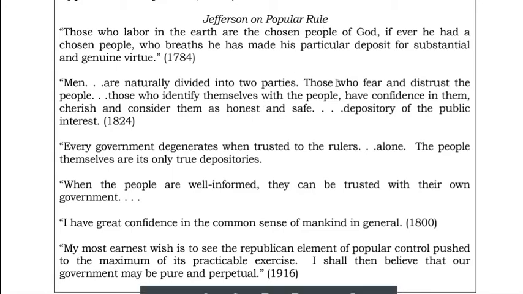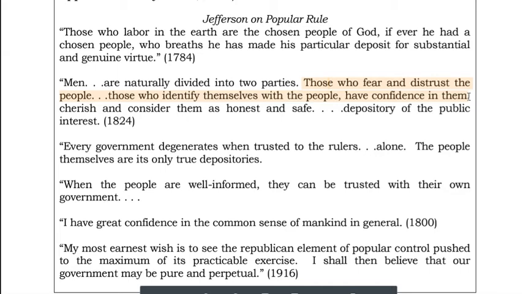Men are naturally divided into two parties: those who fear and distrust the people, and those who identify themselves with the people and have confidence in them. So he's saying there's going to be two kinds of people. You got people that don't like other people and think other people are out to get them. And then you have people that think those other people are good, right? This is like that Hobbes-Locke thing. You guys remember that from 10th grade, where Hobbes thought that we got to lock our doors because everybody's out to get us, and then John Locke said, you know what, people are basically good. Yeah, it's kind of like the same thing.